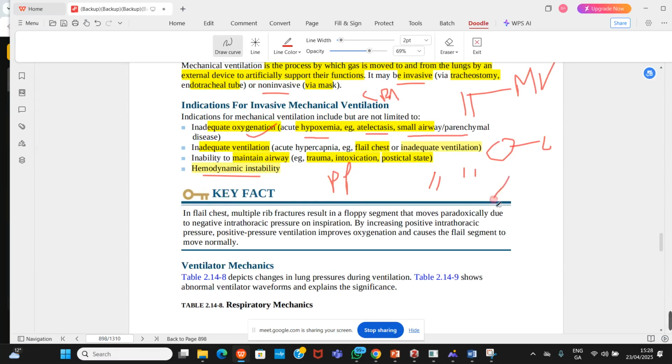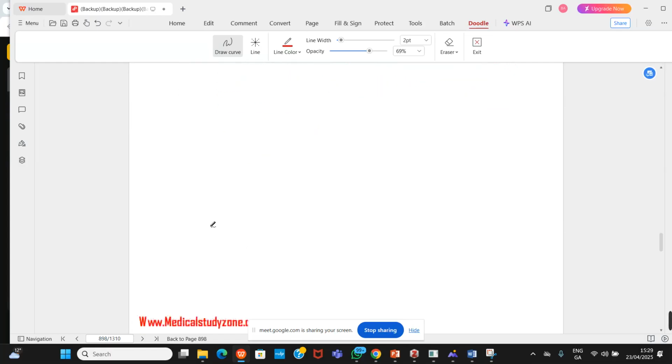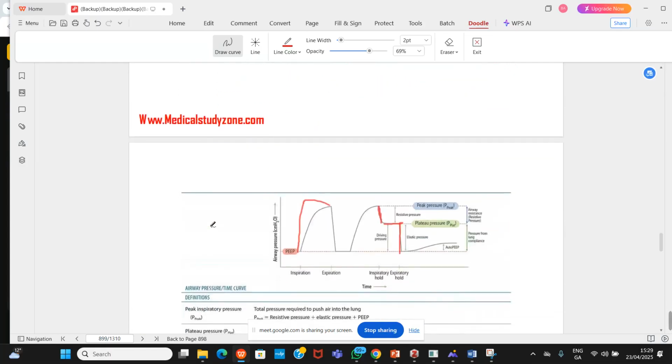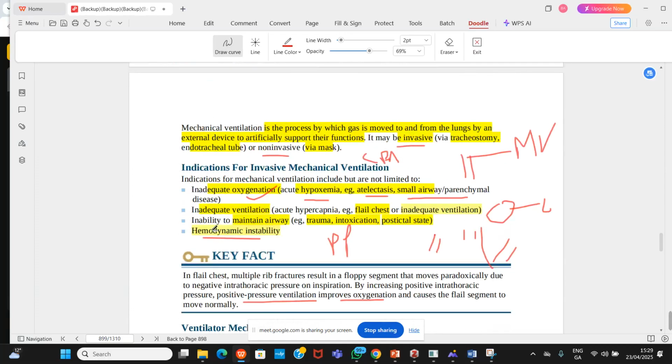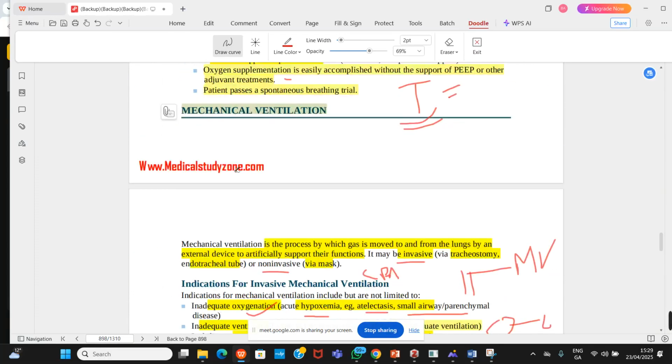So once you see that being described in the question stem, you know that is flail chest. What do you want to do? Just go and mechanically ventilate, or deliver a positive pressure so that you can force out that broken rib segment that is moving in during inspiration. Once you apply positive pressure, it will force it out during inspiration so that you can allow space for the lungs to expand to bring in air. It's as simple as that. Positive pressure ventilation is the solution to improve oxygenation in what? Flail chest. So let's look at the respiratory mechanics in mechanical ventilation.